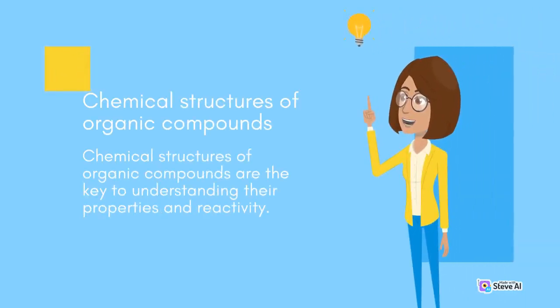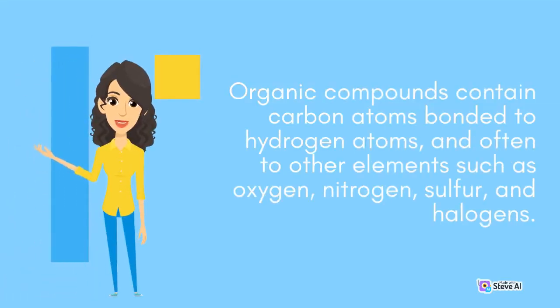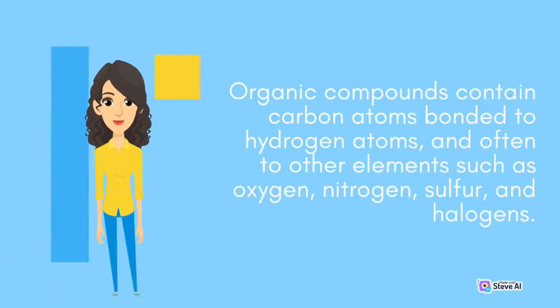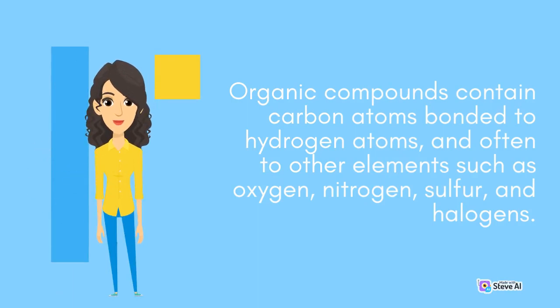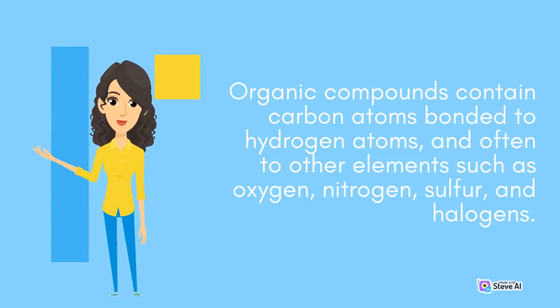Chemical structures of organic compounds. Chemical structures of organic compounds are the key to understanding their properties and reactivity. Organic compounds contain carbon atoms bonded to hydrogen atoms, and often to other elements such as oxygen, nitrogen, sulfur, and halogens.